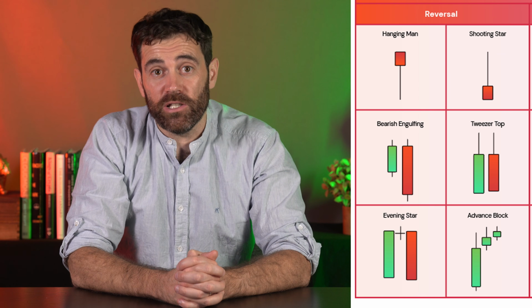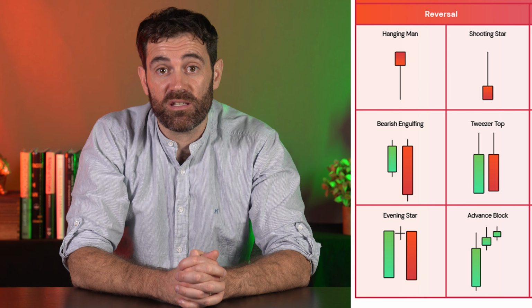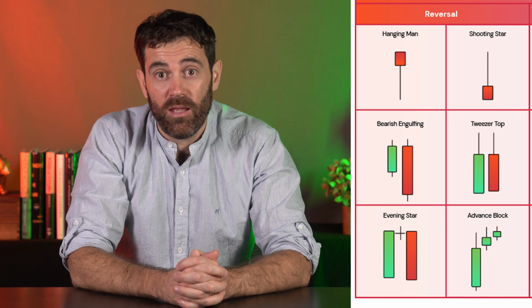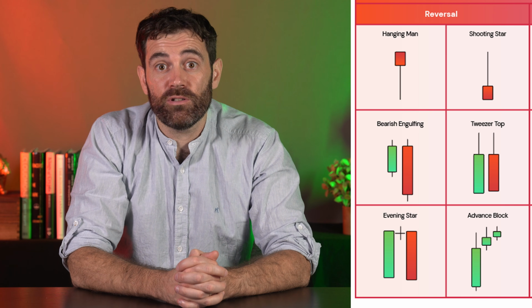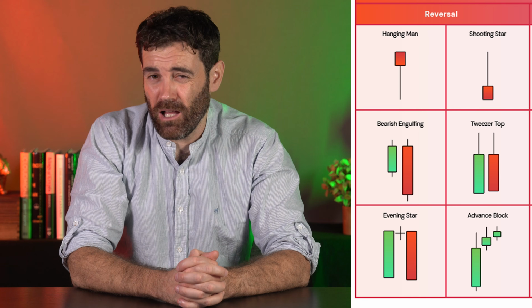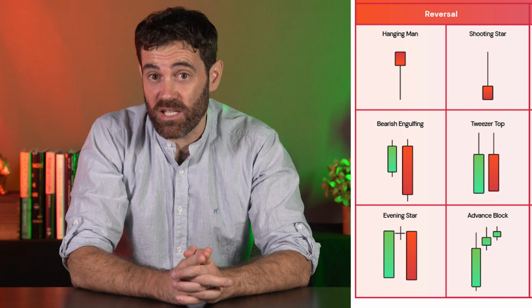Now, given how bullish the crypto market has been lately, you might be wondering how to know when it's going to start getting bearish. This is where the bearish reversal patterns come in. These include the shooting star, the bearish engulfing, and the advance block. Note that this list is not exhaustive.